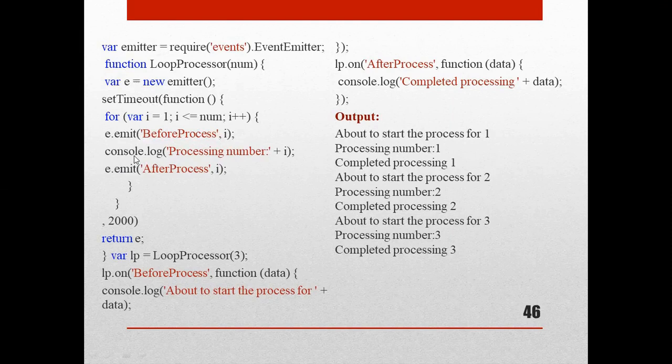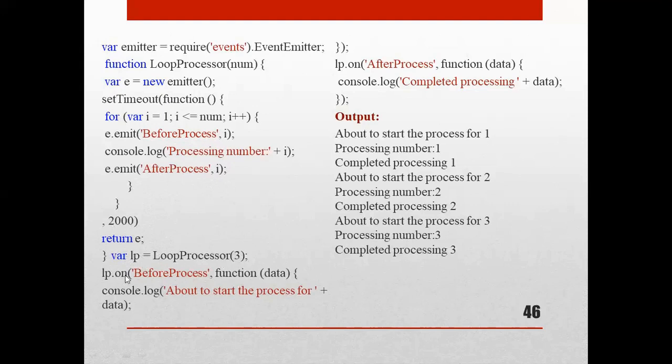Then we are going to print a message like processing number and the number using plus i. Then e dot emit afterProcess i. These are the events, before and after, and we are setting the delay to 2 seconds here. Then we are going to return that emitter object. Then we have one variable lp, for loopProcessor, with the value 3.